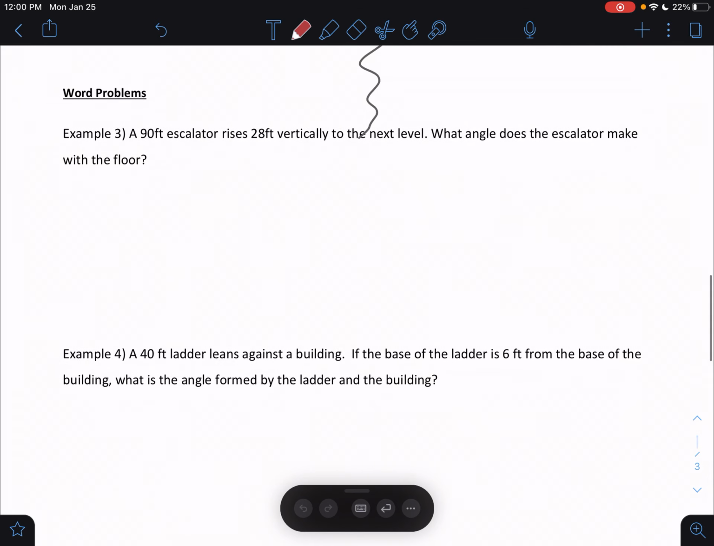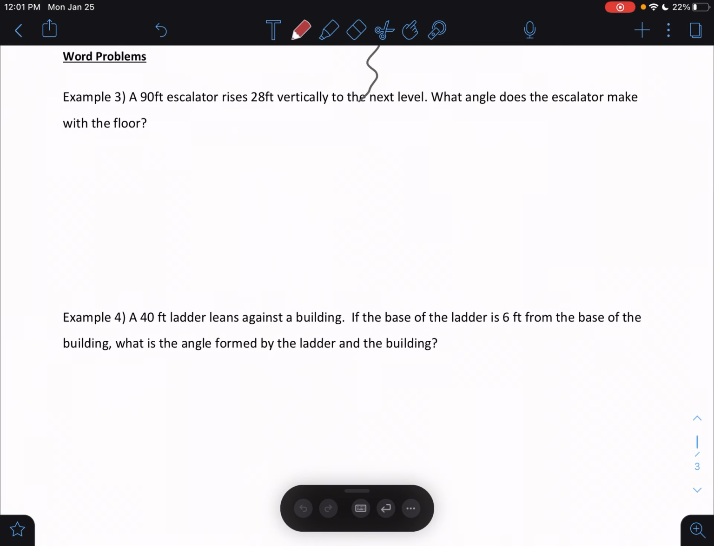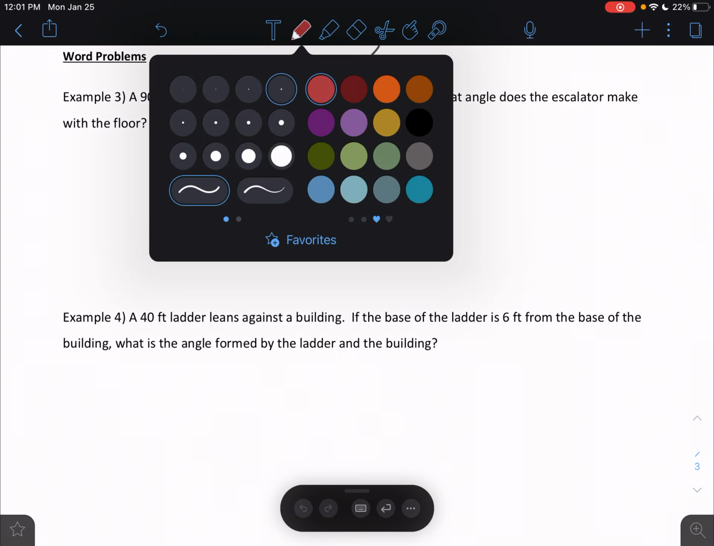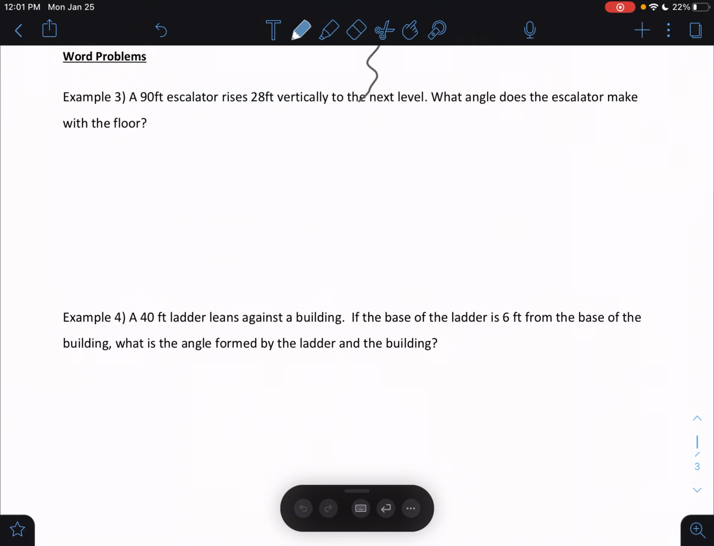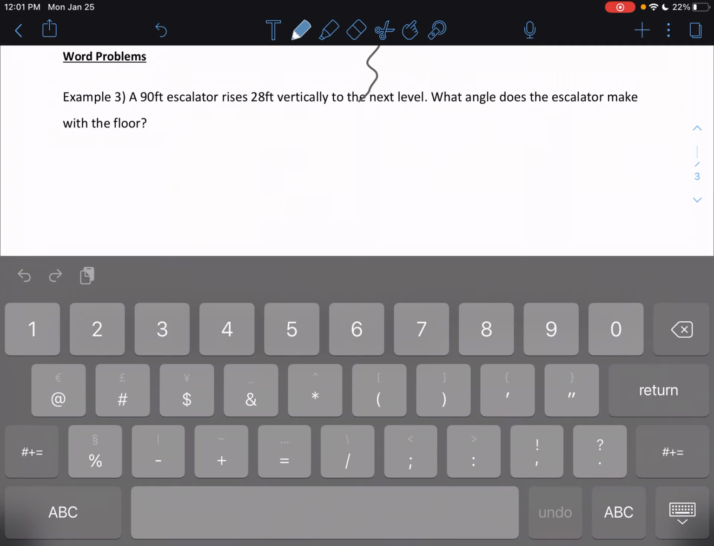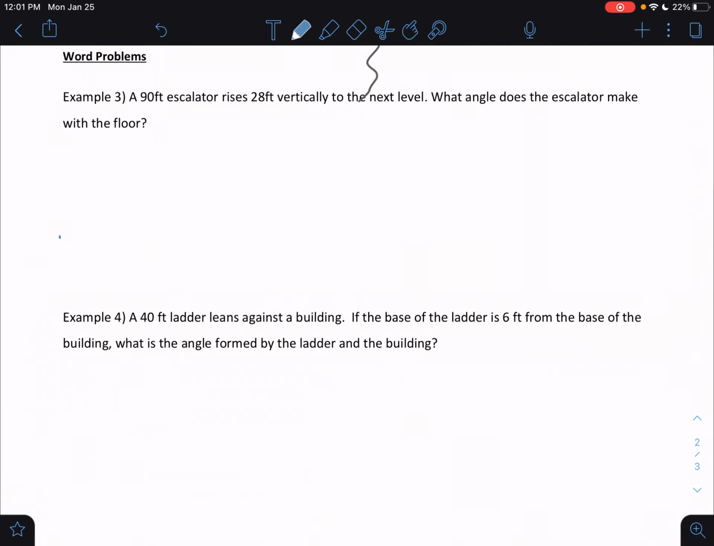Now we have word problems. Again, just like angle of elevation and depression, like our ladder problems that we were doing, this is all very similar. So again, I would just write out a picture. So here we have a 90-foot escalator that's rising 28 feet vertically. So I'm going to draw an escalator here that is 90 feet, and it's rising 28 feet vertically.